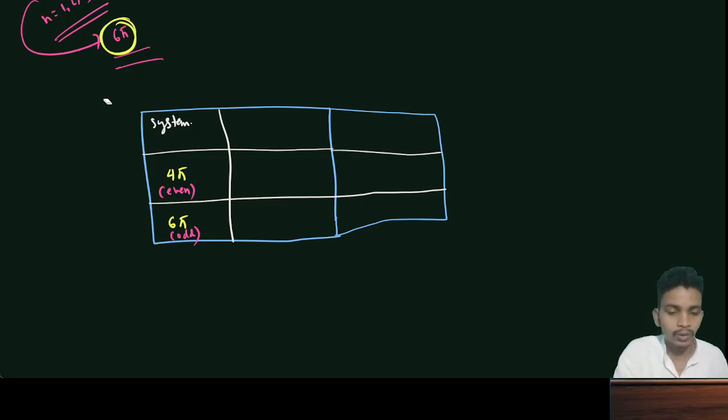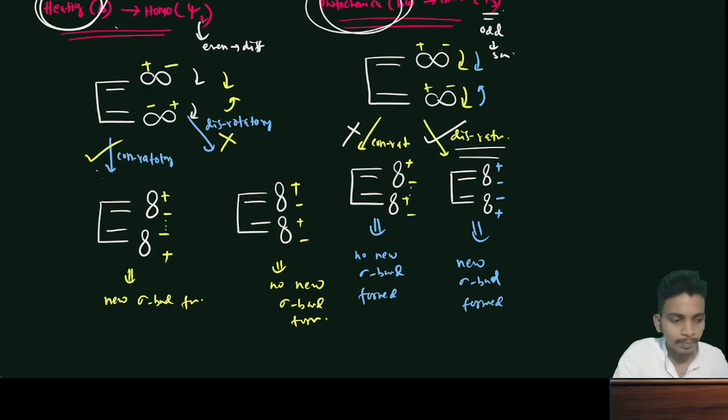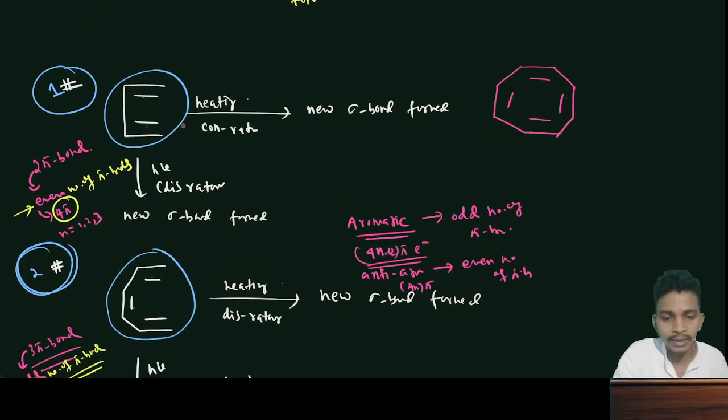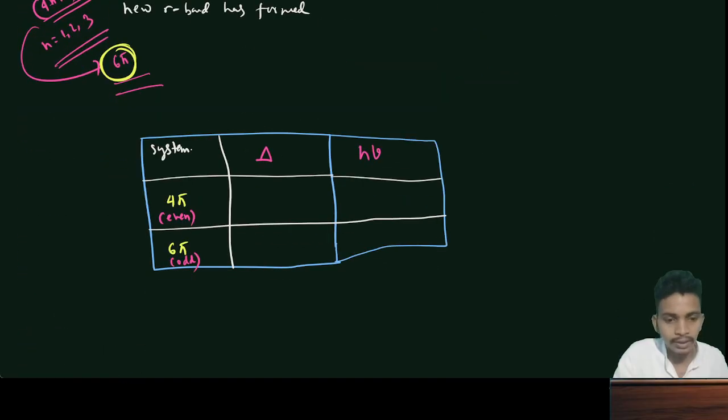There are two ways that it will form, either by heat or in photochemical conditions. If it is a 4 pi system, meaning an even number of pi bonds, and a 6 pi system means an odd number of pi bonds. In that case, for 4 pi systems on heating, what will happen is what I have shown here. On heating, the new bond will form on conrotatory, meaning on conrotatory.